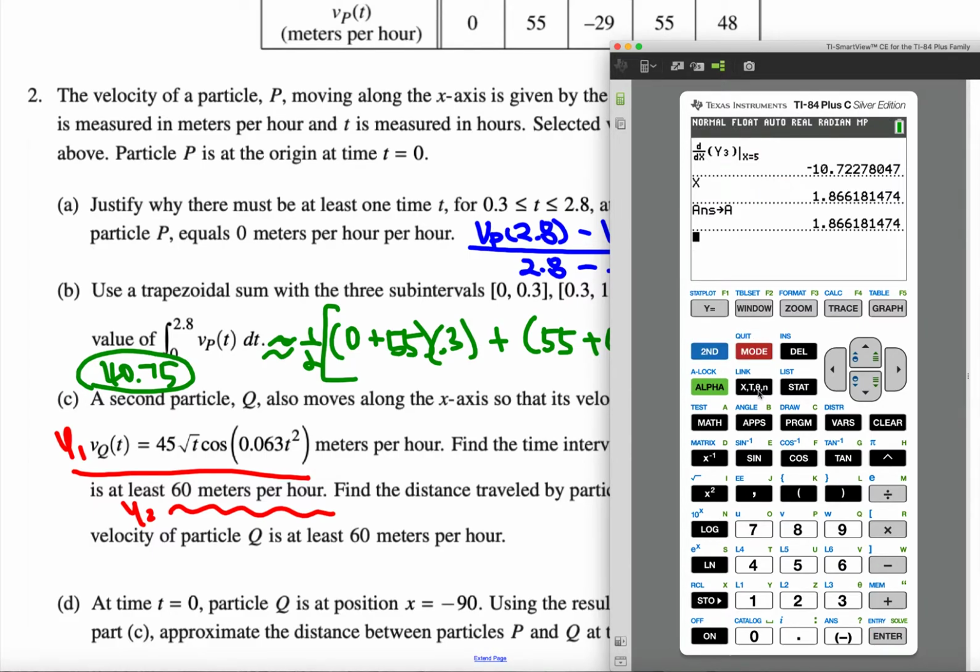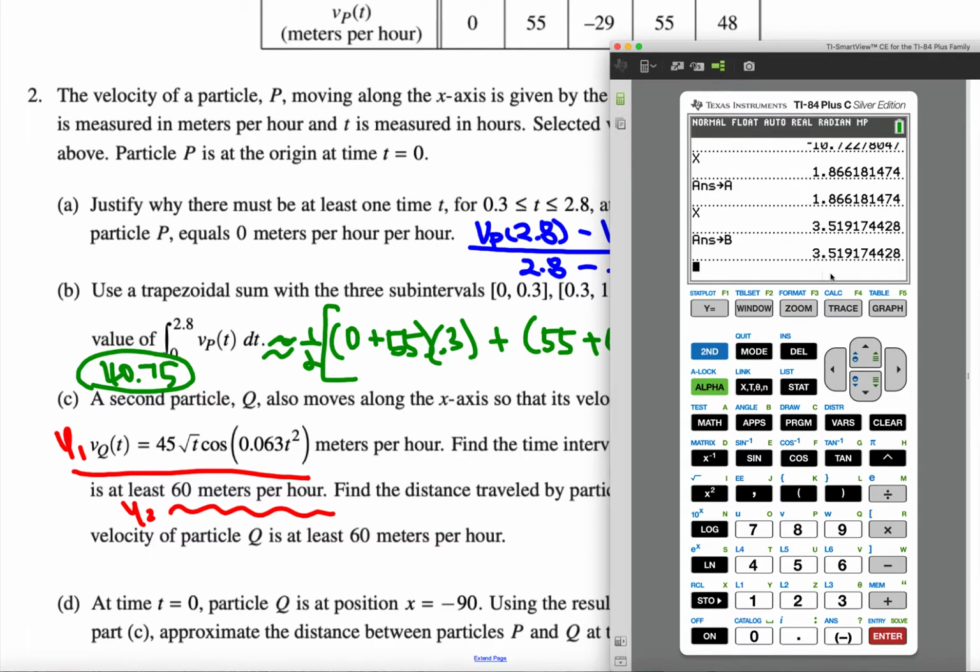So second quit. When I type in x, this time it's going to give me the second one, because that's the value that I just got. Store that in alpha B. So now the B value is the second intersection.